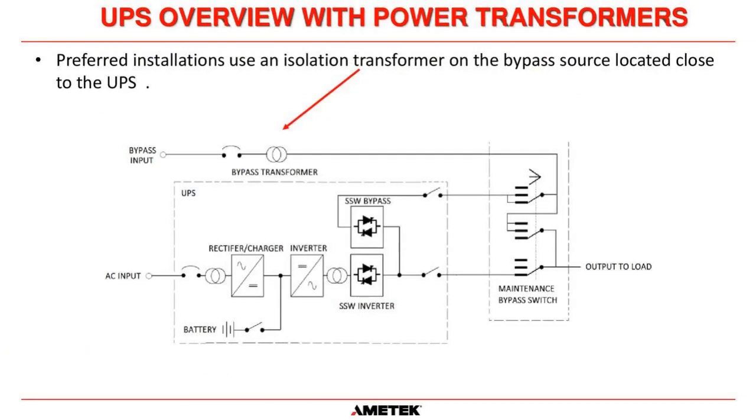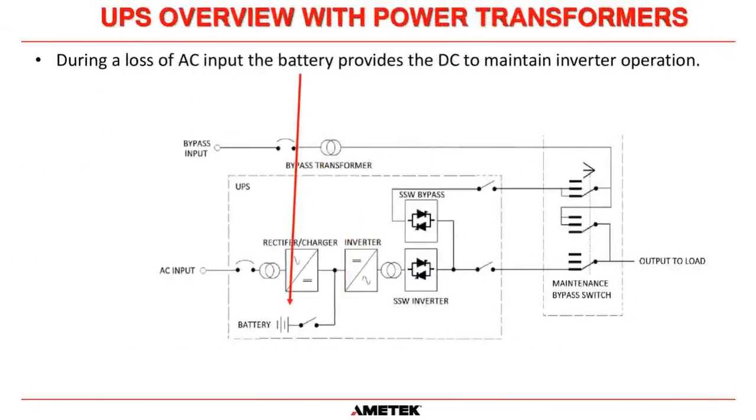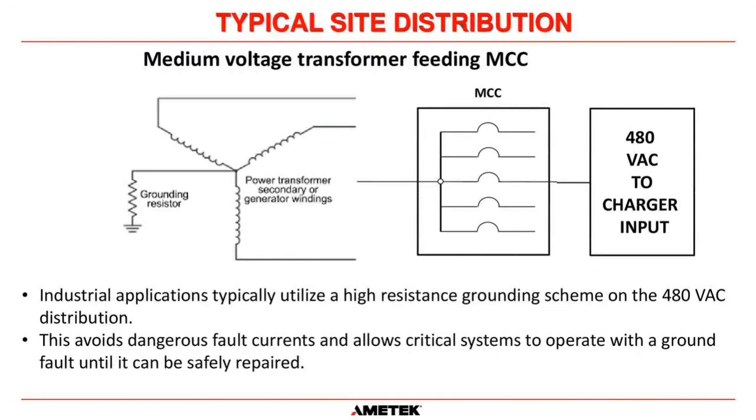We also have a bypass source, typically coming into the static transfer switch on the UPS. Preferably, we've got an isolation transformer right there for the bypass source, which would be considered separately derived. So, looking at our input power, a loss of AC input, and again the battery provides the DC to run the inverter and so on.